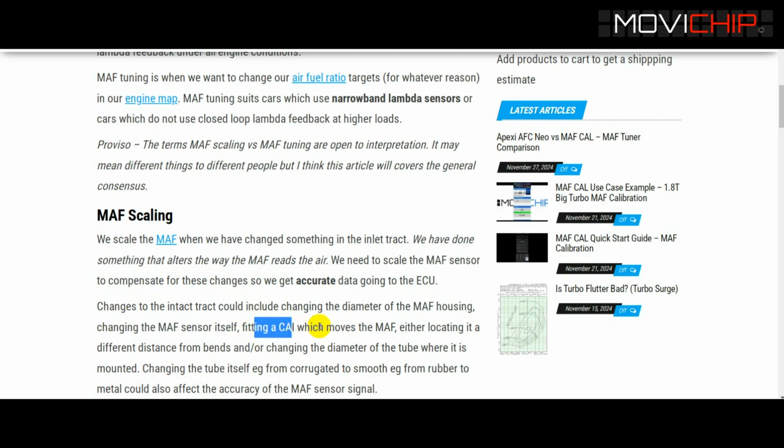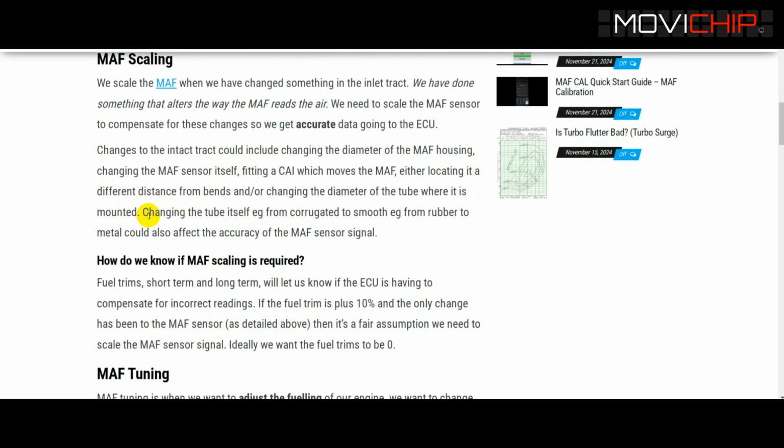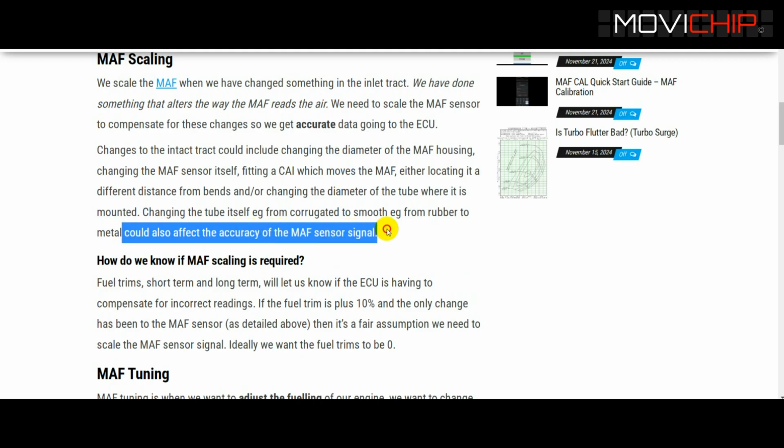A cold air intake could move the MAF, either locating it at a different distance from bends in the intake, and or it changes the diameter of the tube where the MAF was mounted on the stock pipework. Changing the tube itself, e.g. from corrugated rubber hoses like we see from the factory, to something smooth, i.e. a silicone hose, could also affect the accuracy of the MAF sensor signals.